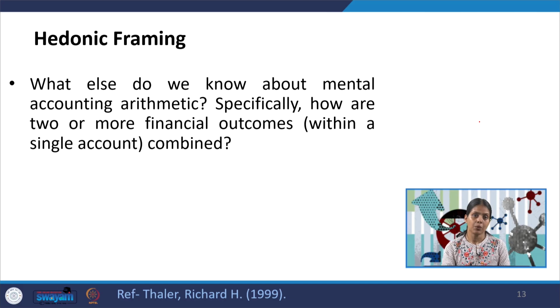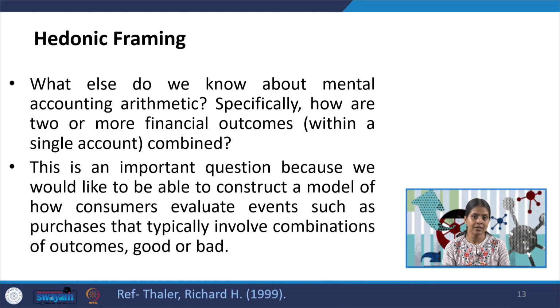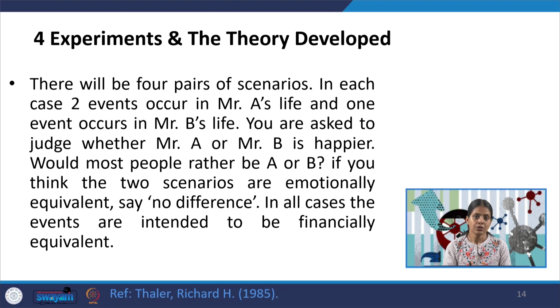Now, what else do we know about mental accounting arithmetic, specifically how are two or more financial outcomes within a single account combined? This is an important question because we would like to be able to construct a model of how consumers evaluate events such as purchases that typically involve combinations of outcomes, good as well as bad. So, there were 4 experiments conducted by Thaler in order to develop the hypothesis of hedonic editing. Now we are going to talk about those 4 experiments.